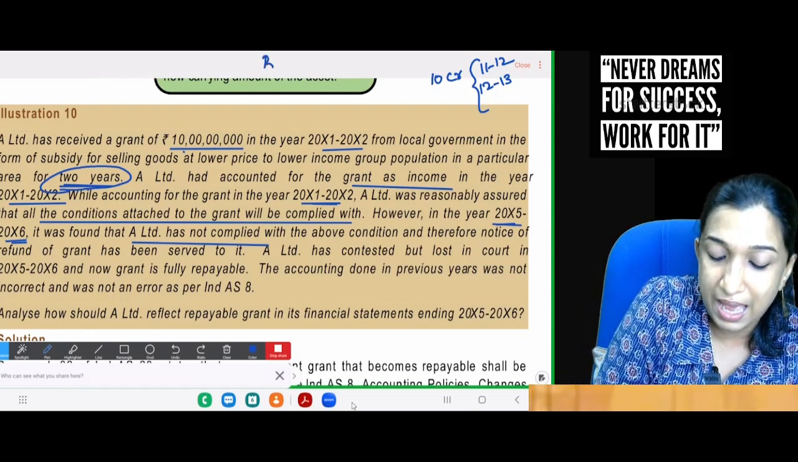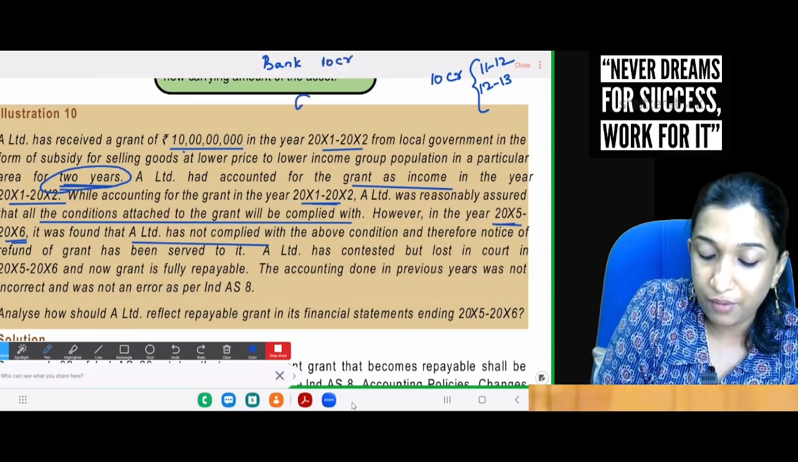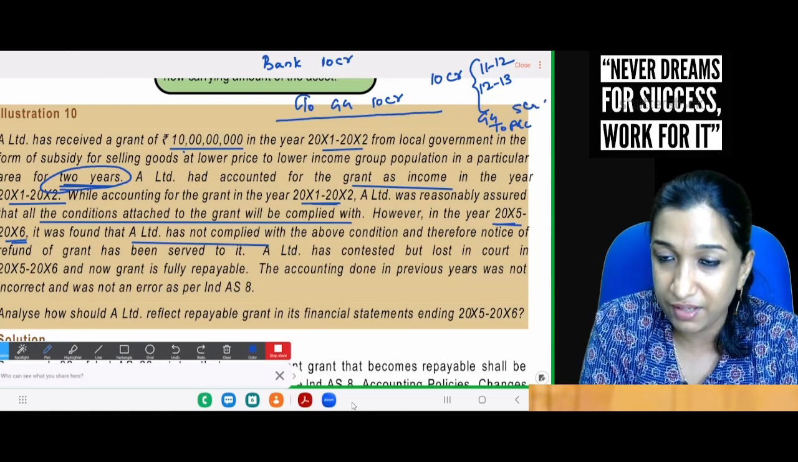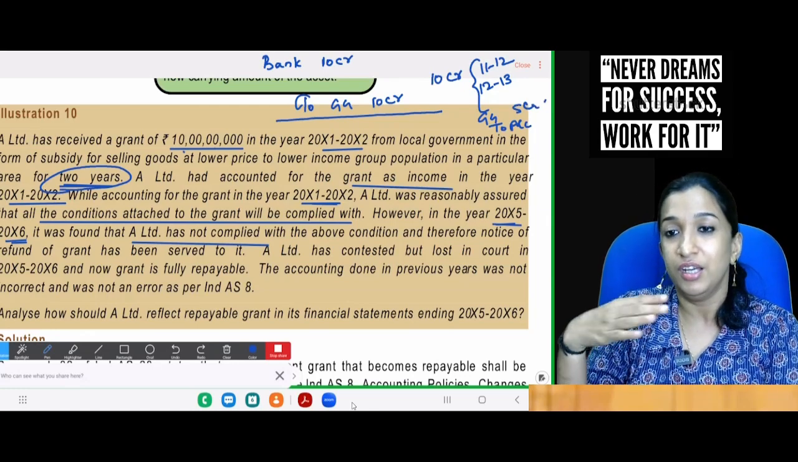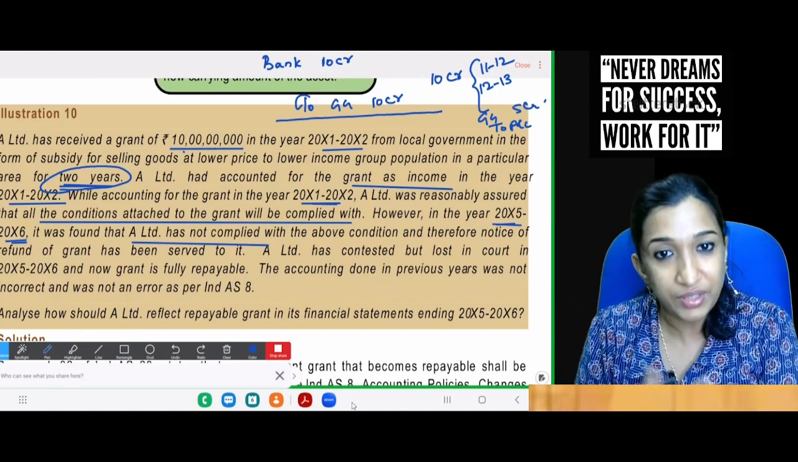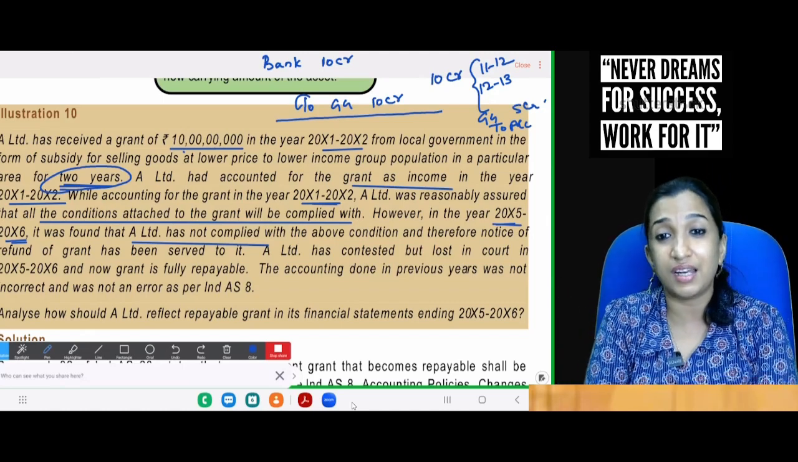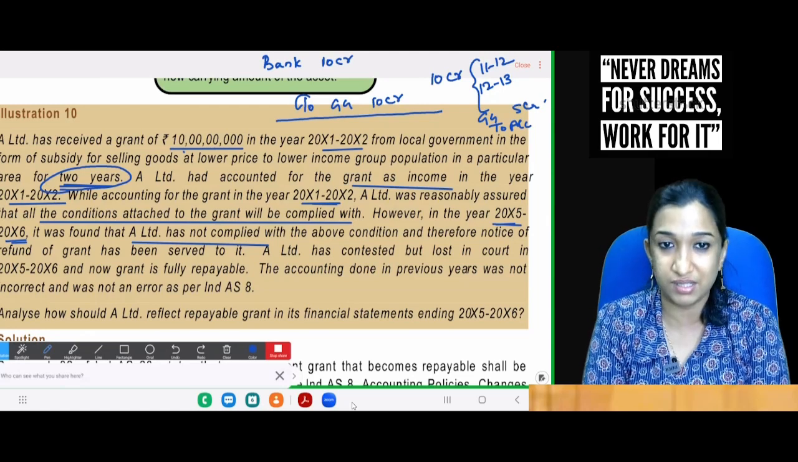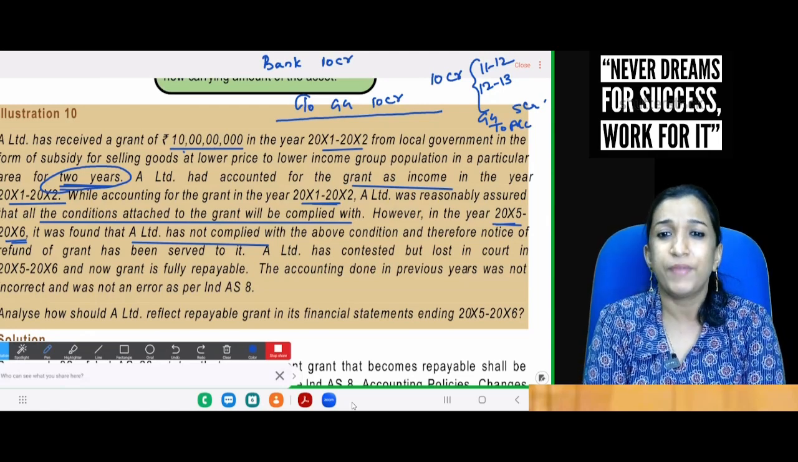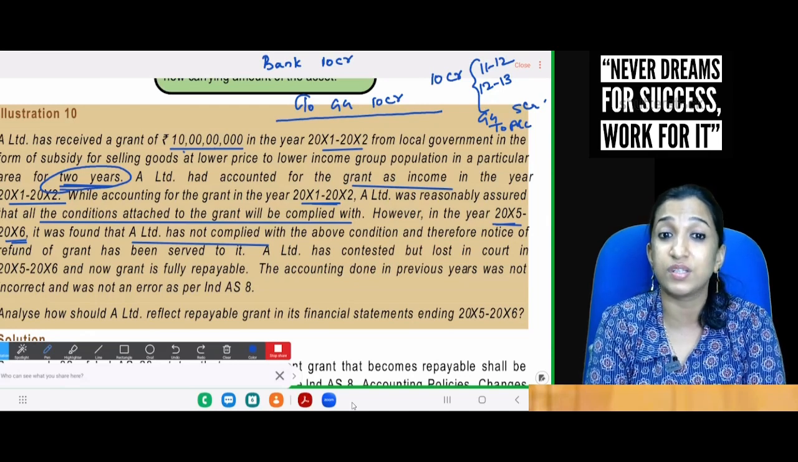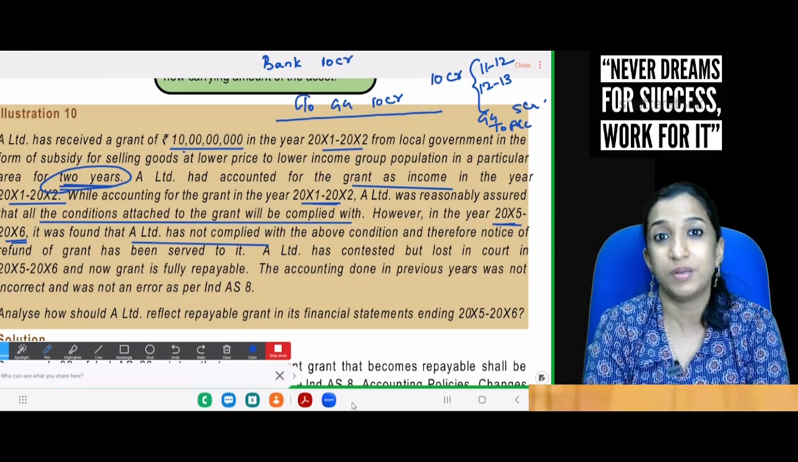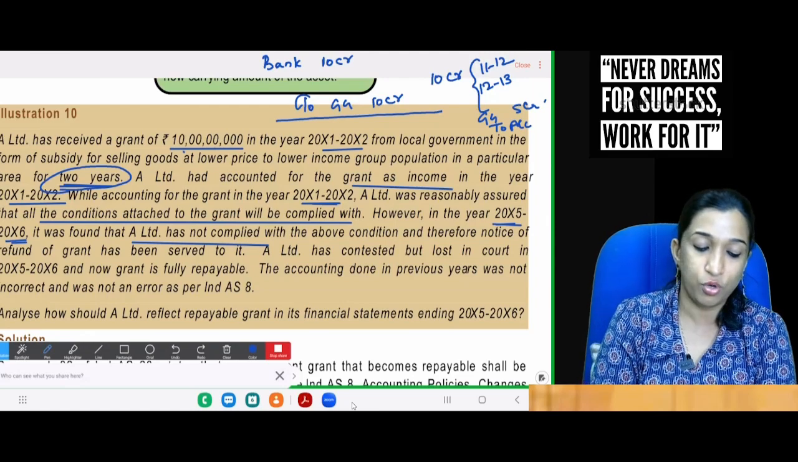Your first entry was Bank account debit 10 crore to Government grant 10 crore, and then Government grant to P&L. First year you would have recognized 5 crores. Second year also you would have recognized 5 crores. However, in 15-16, after 13-14 and 14-15, they have identified the conditions are not satisfied and the grant is to be refunded. A Limited has contested but lost in court in 15-16 and now the grant is fully repayable. The accounting done in previous years was not incorrect, it was not an error. In those years we recognized income, but now it is to be reversed because the refund came only now. So what is the accounting?